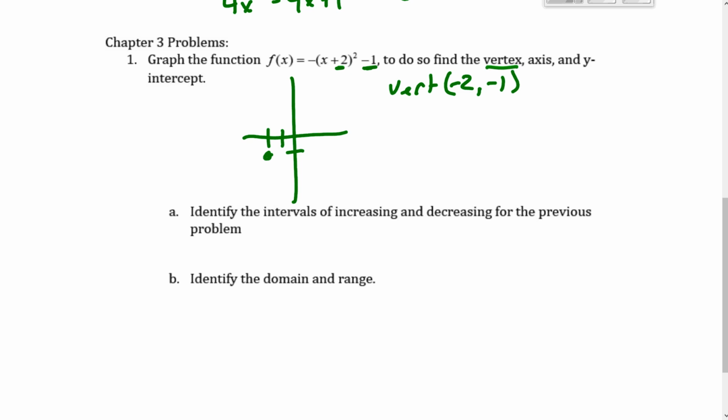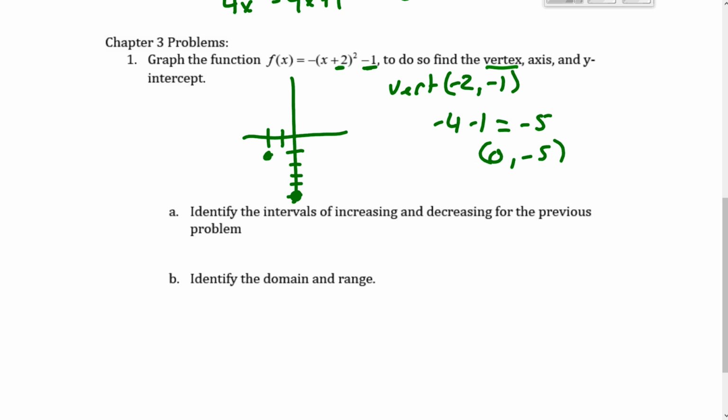So now I could just plug in 0. I could plug in any point. So I just find a couple points, right? So plug in 0. 0 plus 2 is 2. 2 squared is 4. Times the negative is -4 minus 1 is -5. So I get 0 and -5. So I can plot that. 2, 3, 4, 5. Okay.